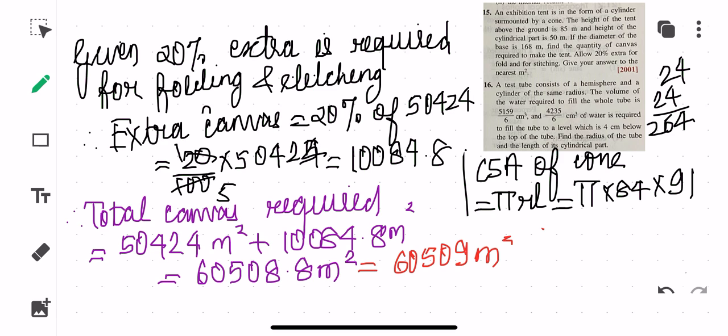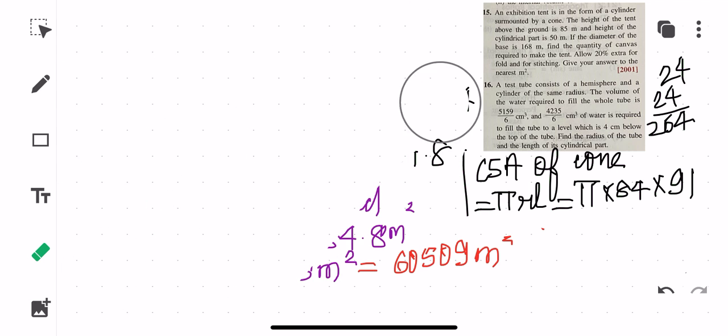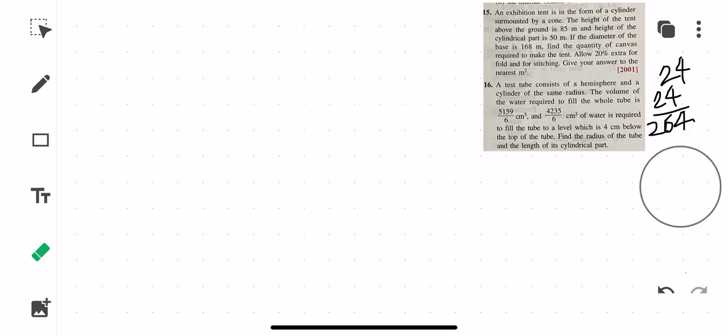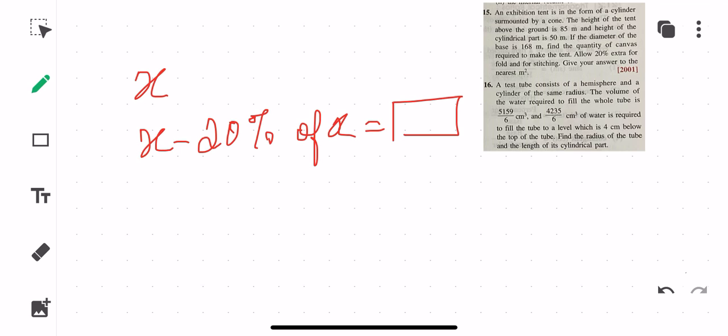The only thing here is that you have to find that extra, and you don't have to get confused with the type of question which says that this much is getting wasted in foldings and all. In that, we used to take total as x and do it like this: x minus 20% of x is equal to this much. That is the way we used to do it, but in this sum we won't be doing it that way.